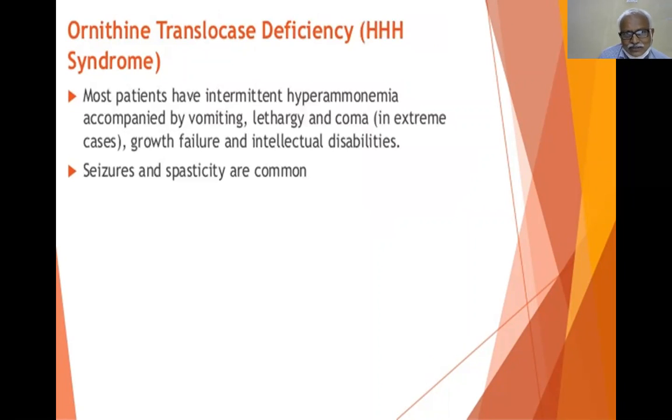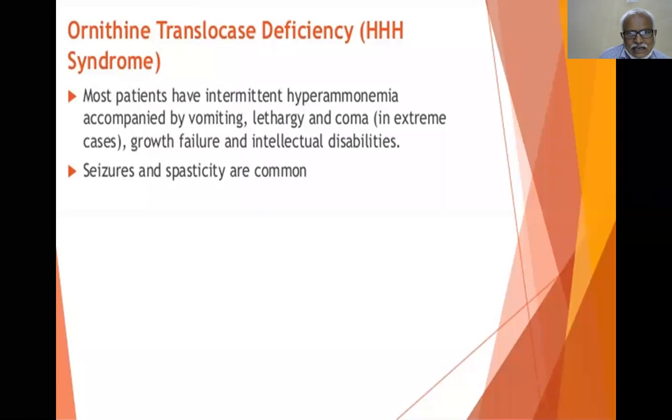Most of the time this will not be asked of you even in the viva, and this is mostly specific for the postgraduates only. Ornithine translocase deficiency, HHH syndrome. Most patients have intermittent hyperammonemia accompanied by vomiting, lethargy, and coma in extreme cases. Growth failure and intellectual disabilities. Seizures will be there. Spasticity will be very common for these children.